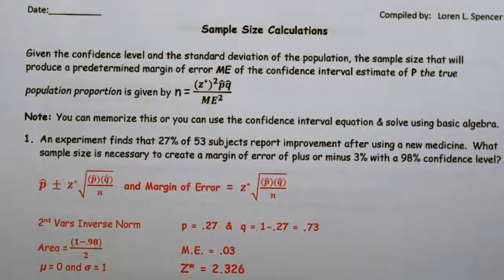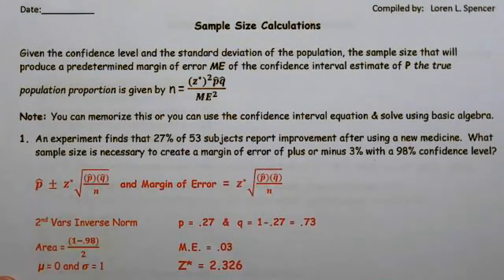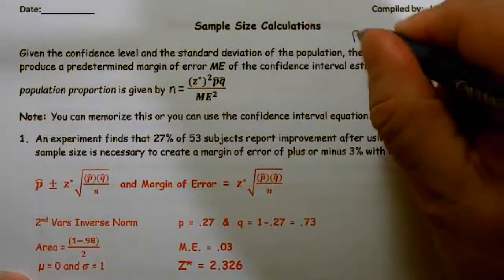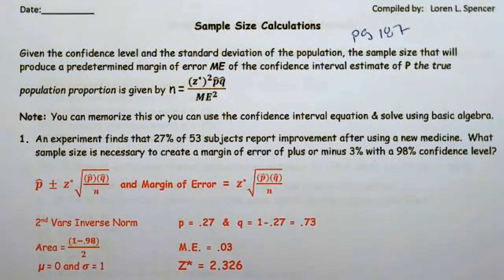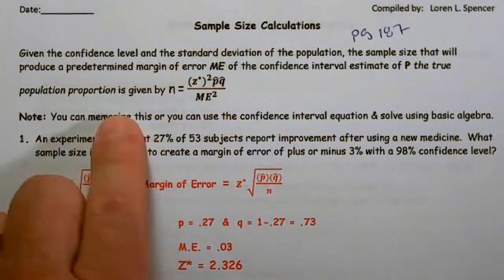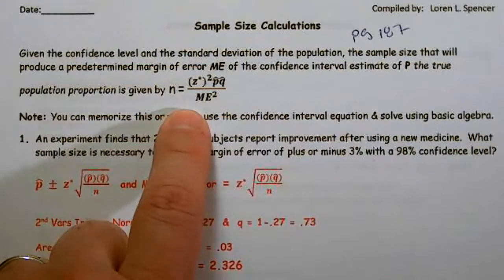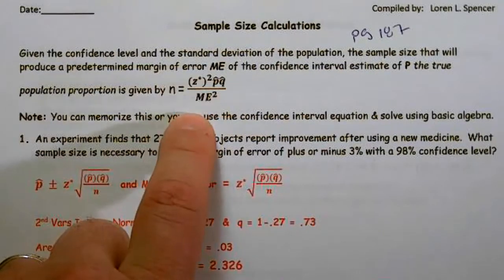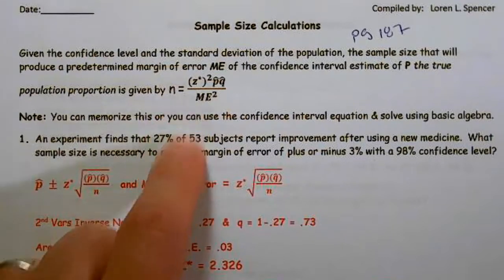Okay, sample size calculations. This is page 187 of the notes. Given the confidence level and the standard deviation of the population, the sample size that will produce a predetermined margin of error can be calculated using this formula. Now, I don't like to use this formula because I don't have time to memorize extra stuff, but absolutely you can use it, but they're not giving this to you. You are going to have to memorize it.